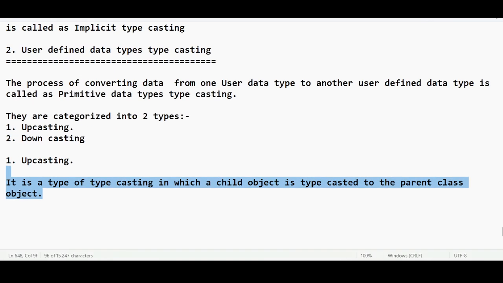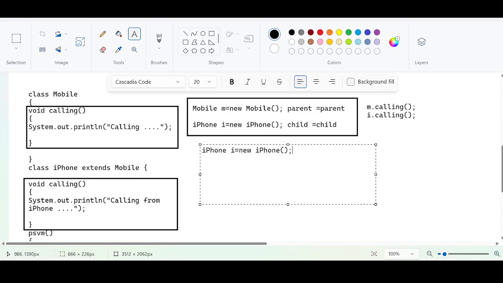What does the theory say? This is a type of typecasting in which a child object is typecasted to the parent class object. Please remember this. Child object is typecasted to what object? The parent class object. Right? So this is the child object reference. I want to use that reference to convert it to the parent class.